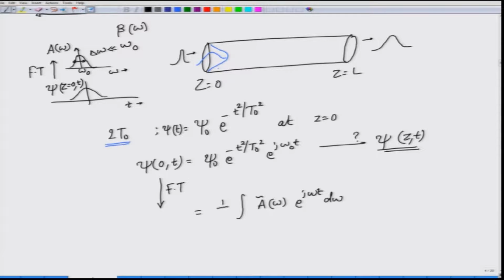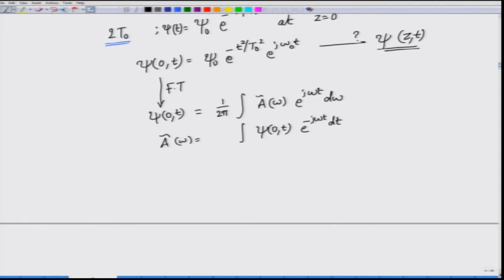Well, there is also 1 by 2 pi, which we should not forget. So, we can write this psi of 0 t as the integral of A of omega e power j omega t. Of course, what is A of omega? A of omega is nothing but the Fourier transform of this fellow, right. It is the Fourier transform, the integral of psi of 0 t e power minus j omega t dt, and if you look at what is the situation for this particular time dependent variable, you can substitute this here.